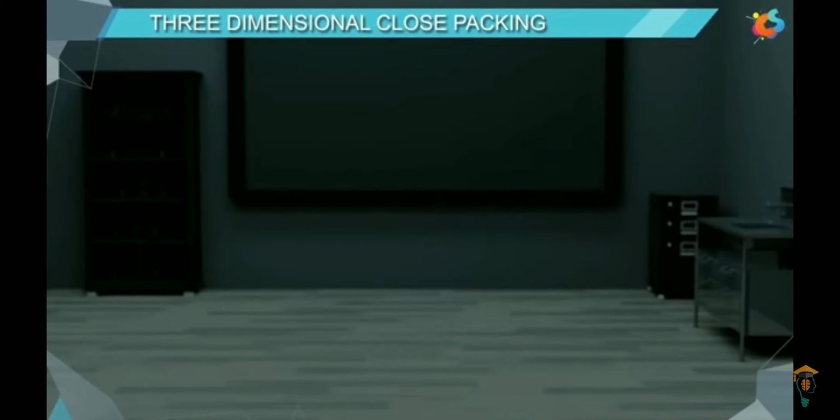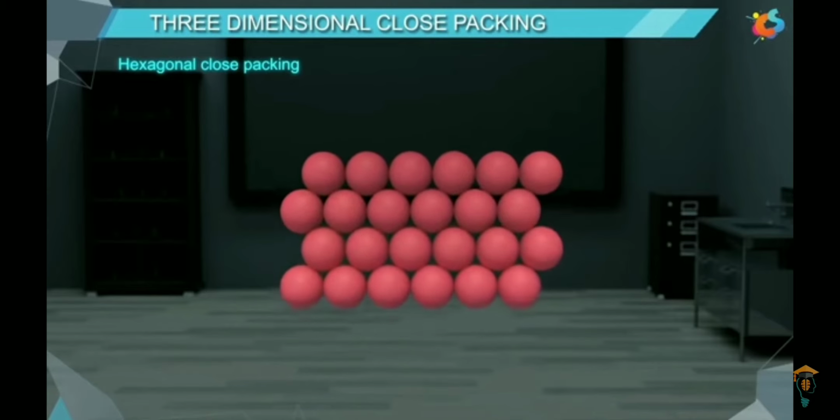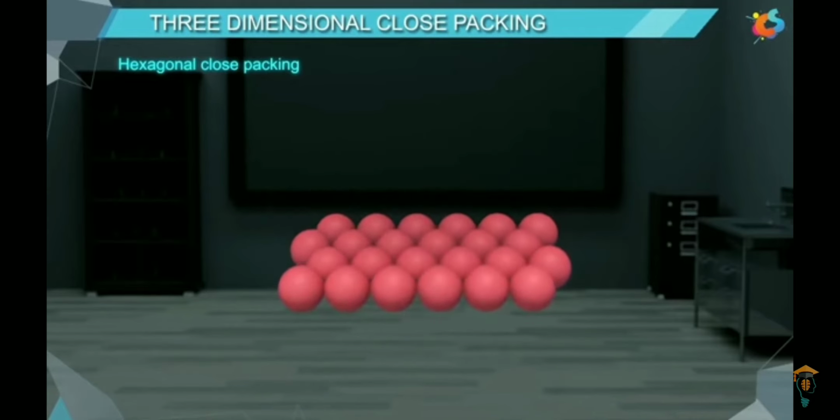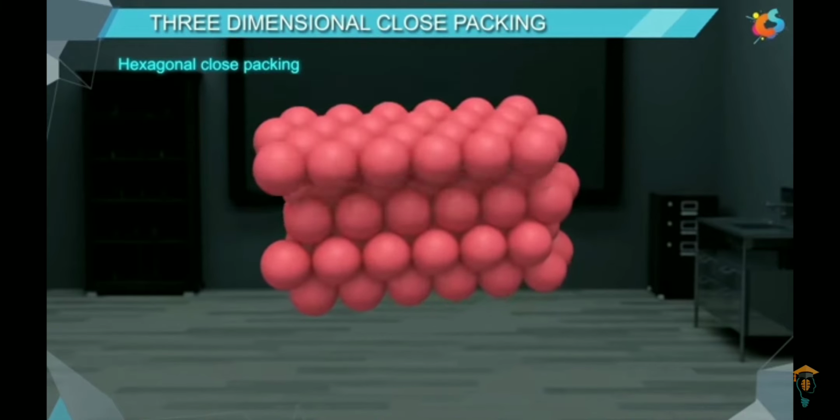Three-dimensional close packing from two-dimensional hexagonal close packed layers. The three-dimensional hexagonal close packed structure can be obtained by placing two-dimensional hexagonal structures one layer above the other.